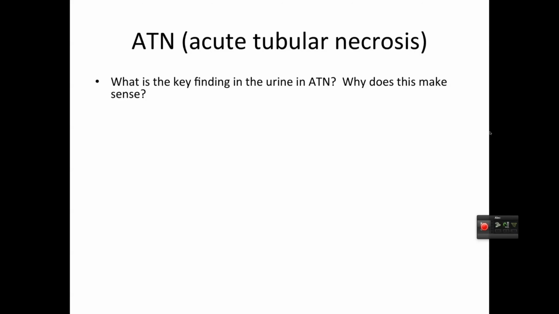Yeah, so you'd find granular, muddy casts. Granular muddy casts, I love it. This is something that if you didn't know, you should write down. This is one of those things that you should tattoo on your wrist so that they can't take it away from you. You can bank on it being on your test. Okay, so why is it granular muddy casts? Why does that make sense?